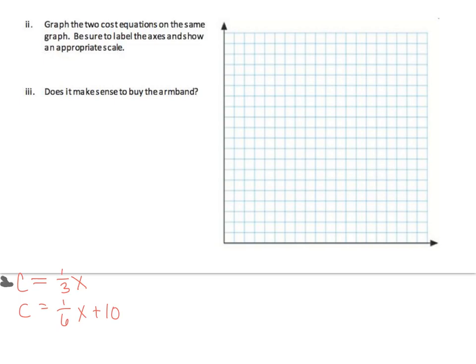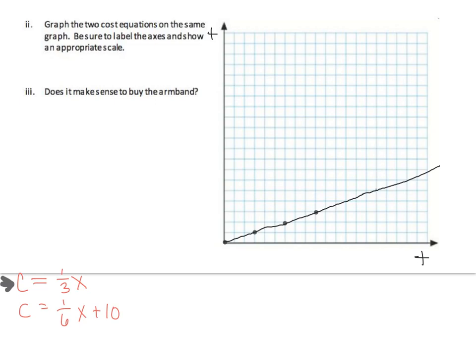This first equation doesn't have a y-intercept, so I start at 0. And my slope is 1/3. So up 1, over 3. Up 1, over 3. So I've got my line. Notice I'm only in the first quadrant. That's not a mistake. When we're doing real life graphs, the first quadrant makes sense because all of this is positive, because I can't spend negative money and I can't have negative throws, right?